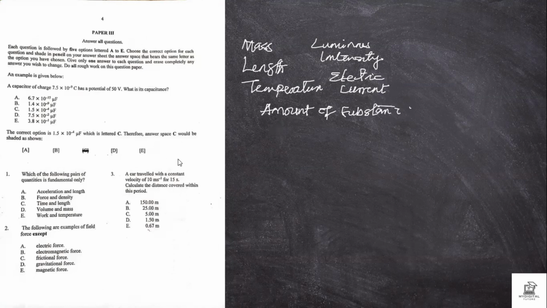So now looking at the options there, we have option A is acceleration and length. Then we have force and density. We have time and length. You have volume and mass. Then you have work and temperature. So the pair that is fundamental quantity only is time and length. So time and length is the correct option here, which is option C.